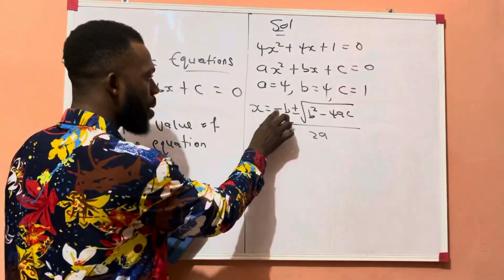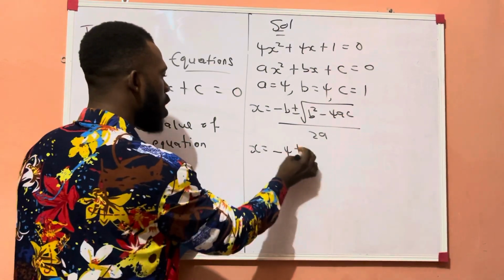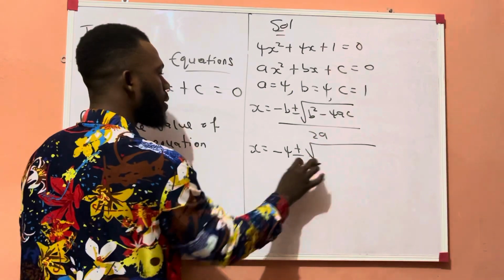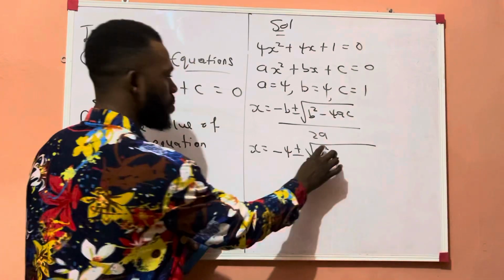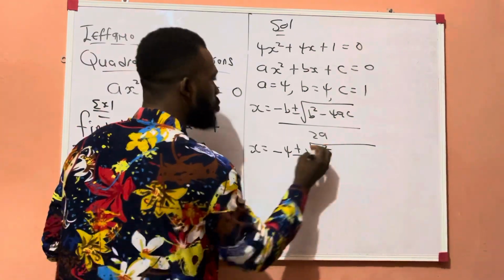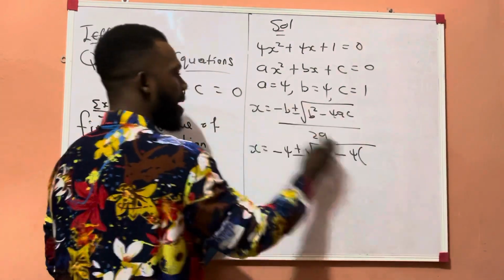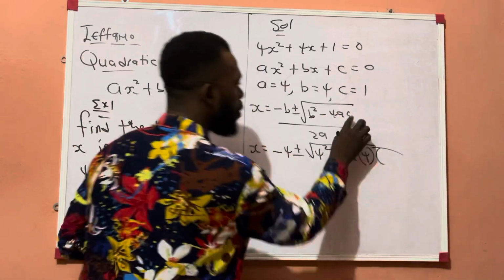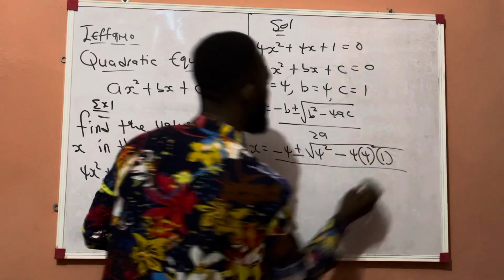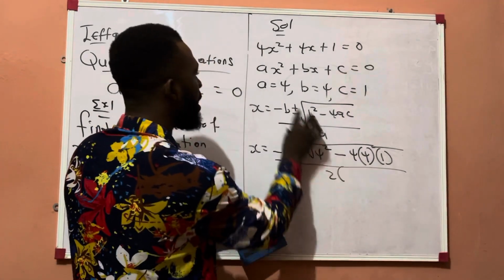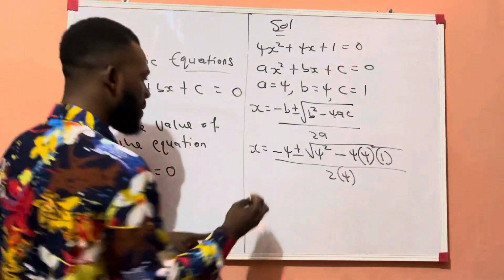So let's go. Substitute here we have this. X is equal to minus, now my b is 4, plus or minus square root of, now b again is 4, but this time raised to power 2, 4 raised to power 2, minus 4, bracket, this is a, what's my a? My a is 4, bracket, what's my c? My c is 1, all over 2, bracket a is 4. Okay, we have substituted the values.